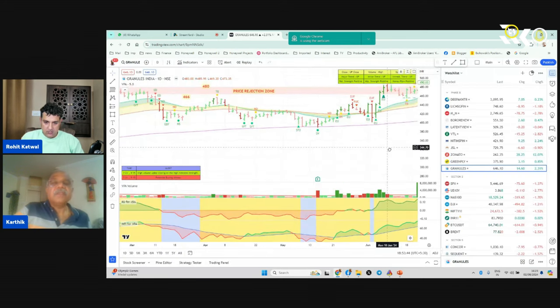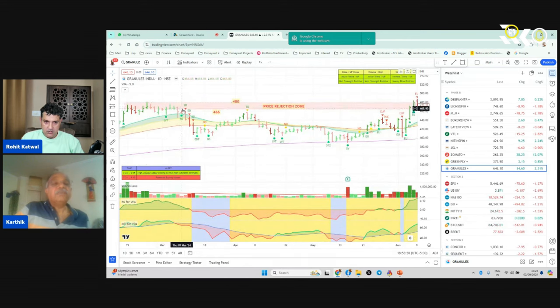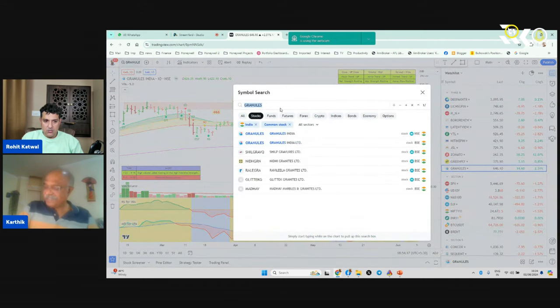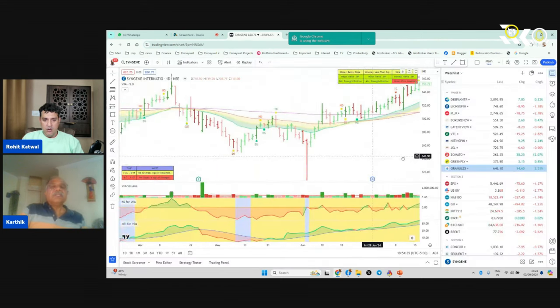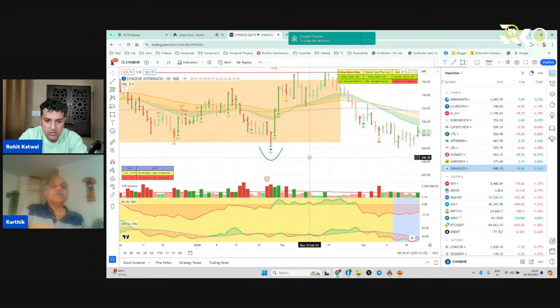Here is an example where it was not a big downtrend, but after price rejection, it was pushed down to the 200 DMA. So it is taking support here, and you can see an ultra high volume here. Sorry, this is a little confusing. This is stopping volume. Let me go to another stock. I told you this signal is a little rare actually. Stopping volume is more common.